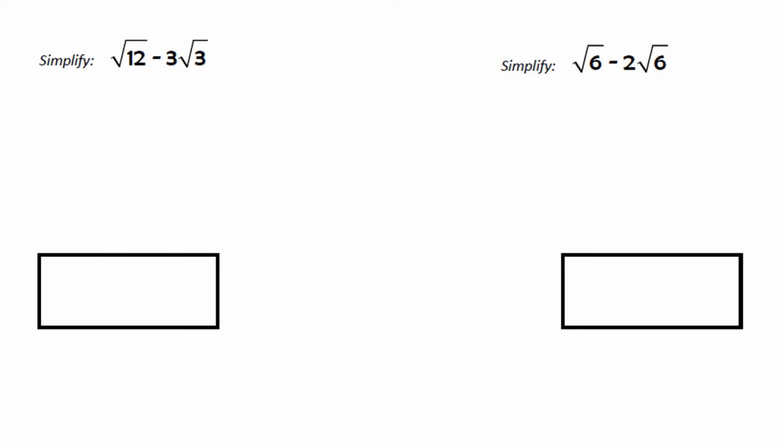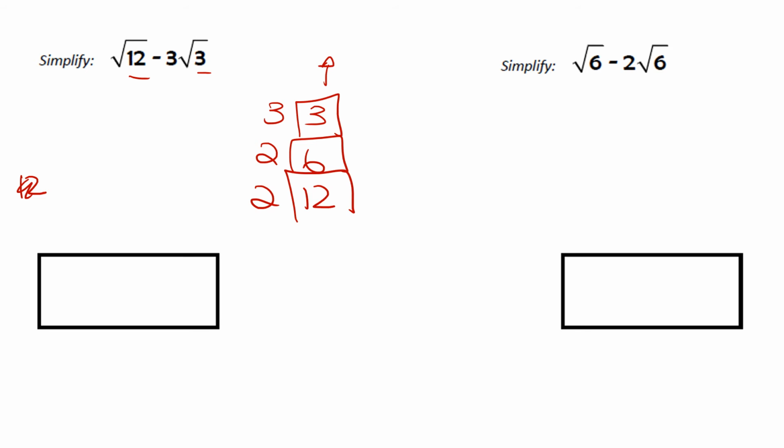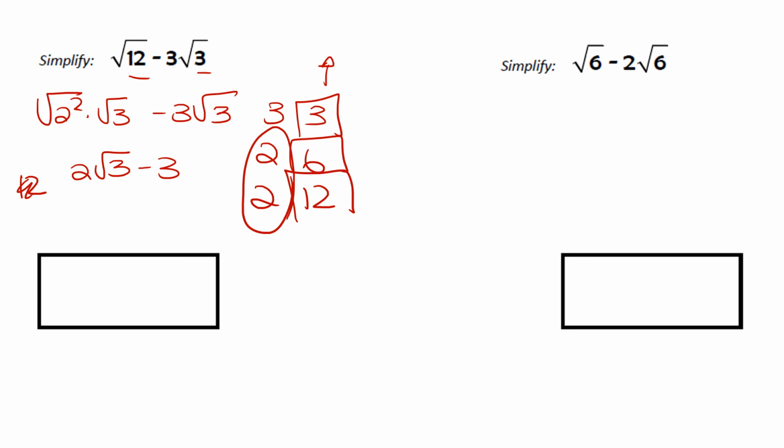All right, so if you take a look at this one, notice that the radicands are not the same. However, I can simplify 12. Actually, let me do it over here. 2 goes into 12 6 times, 2 goes into 6 3 times, 3. Index is 2, so the square root of 12 is going to be 2 squared times 3. So I'm going to get 2 root 3 minus 3 root 3. Perfect. Now they have like index and like radicand. 2 minus 3 is negative 1 root 3, or we could just write it as negative root 3.